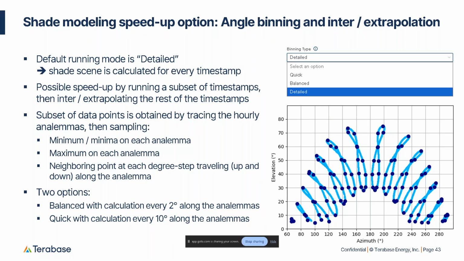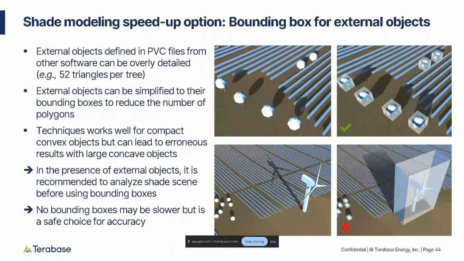Another option to speed up your calculations, if you have external objects, is that some software that generates PVC files can create objects that are overly detailed. For example, it's hard to see here, but on these little trees, actually each of these little trees is 52 triangles, and that explodes the number of calculations you need to do. So these external objects can be simplified to their bounding box to reduce the number of polygons. This technique works really well for these trees because they are small, they are compact, and so the bounding box is fairly close to the object.